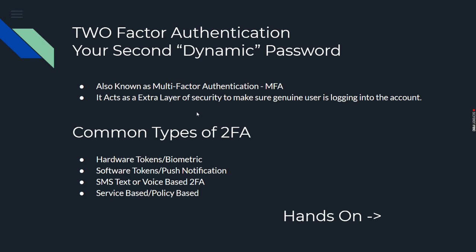So there are many types of two-factor authentication. Some are hardware tokens and biometric, in which you get a key which is used to generate an authentication or verification code based on your fingerprint or thumbprint scanning. Some other types of two-factor authentication include software token or push notification.